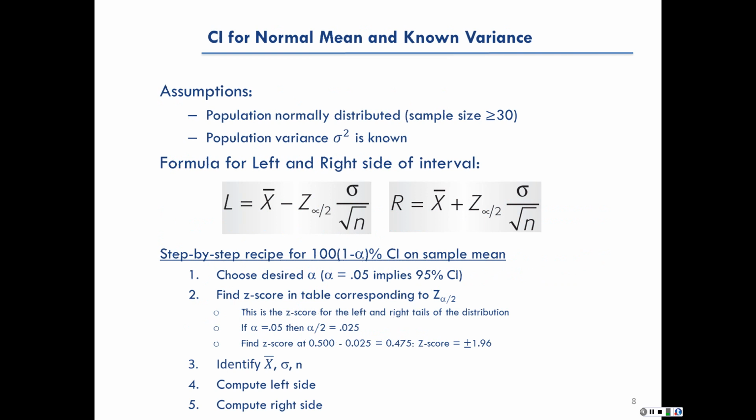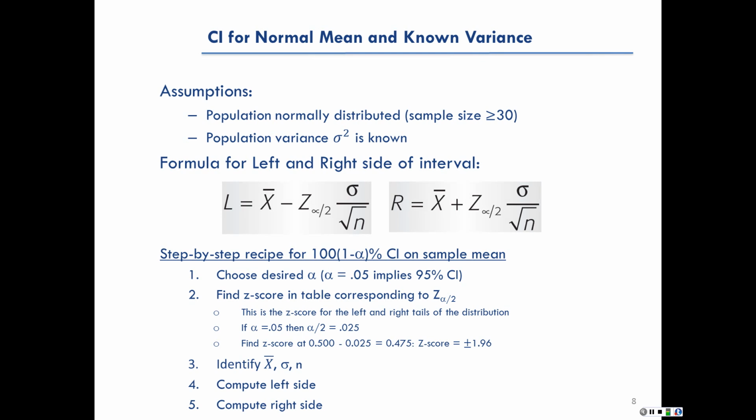Okay, so let's talk about the confidence interval for a normally distributed mean with known variance. So first, the assumptions, the things that we're assuming in order to do this, are that the population we're sampling from is normally distributed, or based on the central limit theorem, as long as it has a sample size of 30 or greater, then we can assume our sample is normally distributed. And we're also assuming that the population variance sigma squared is known.